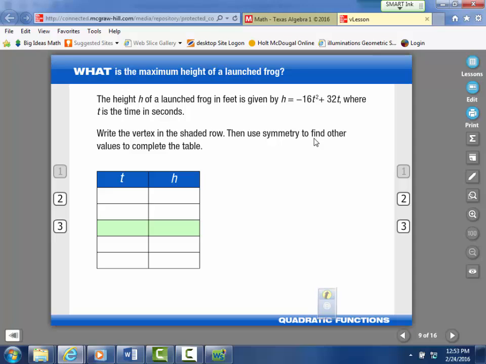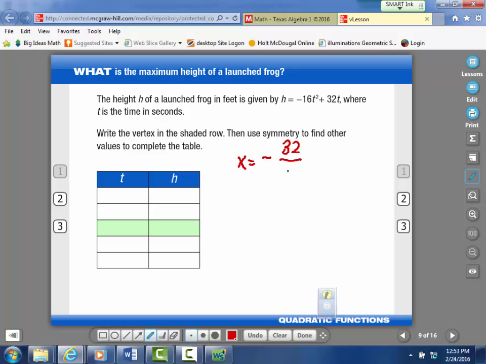Okay, so the vertex had to be on the axis of symmetry, right? Okay, so since the vertex is on the axis of symmetry, if we find out what the x value is at least, we can do that. So the opposite of b, which is 32, divided by 2 times a. Okay, so the opposite of 32 divided by 2 times -16, -16 is -32. So 32 divided by -32 would be -1, but then we take the opposite of that, so that means +1. So our vertex is going to be at 1.